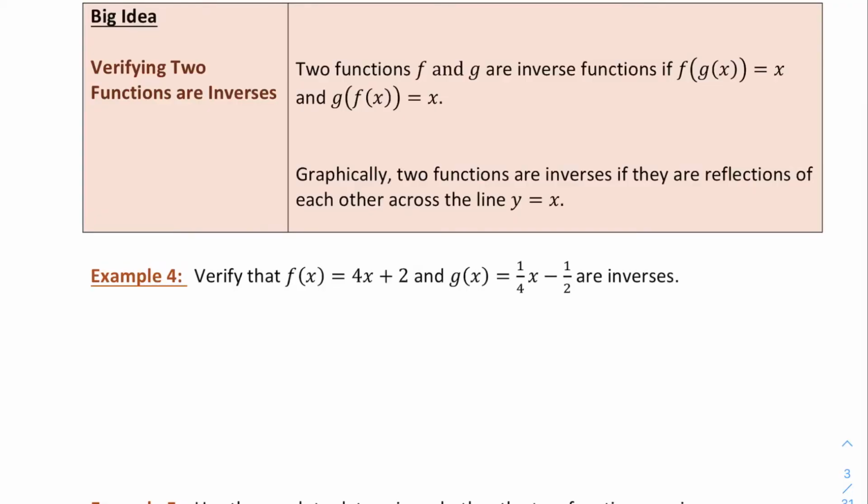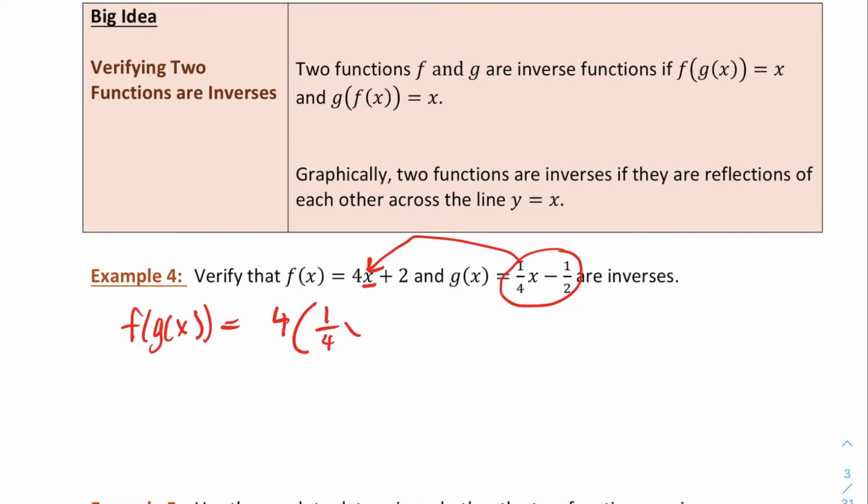What if you want to check and see if two functions are inverses? Well, if they're inverses, if you perform both of them, one following the other, in both directions, you get your original input back. So we're going to do some function composition. First, I'm going to do f of g of x. So I'm going to take my function g of x and plug it into f, replacing my variable. So I'll have 4 times the quantity 1/4 x minus 1/2, which is going to give you just x minus 2, and then plus your 2 gets you back to your original input of x.